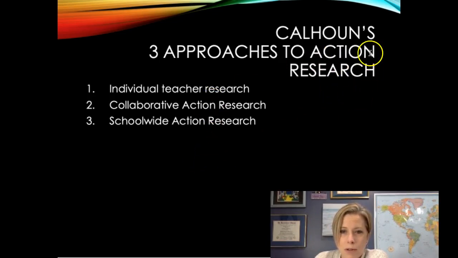But one of the articles is written by Emily Calhoun, and it was written, I think, for Ed Leadership, which is a great publication. It's been around for years. But she wrote an article called 3 Approaches to Action Research, and she talks about individual teacher level research, collaborative action research, which we saw in Mertler, but also school-wide action research. And she'll give you some key pieces to each one of those in that article.